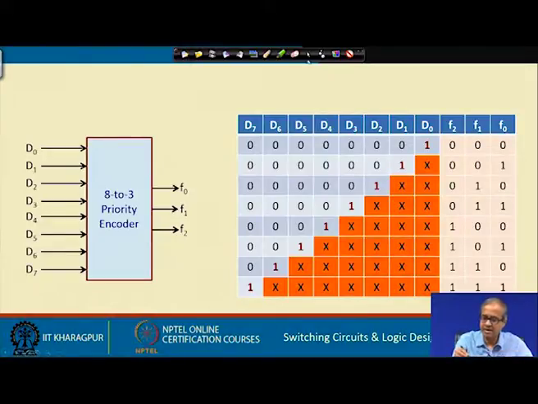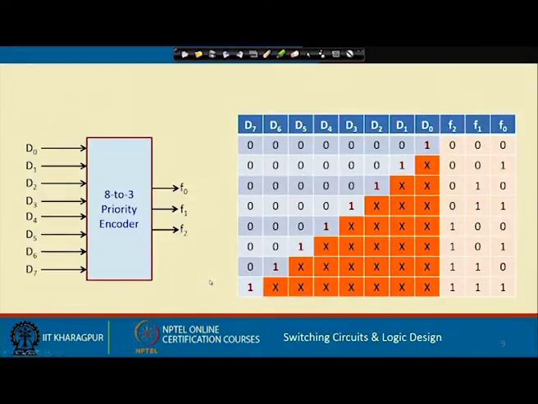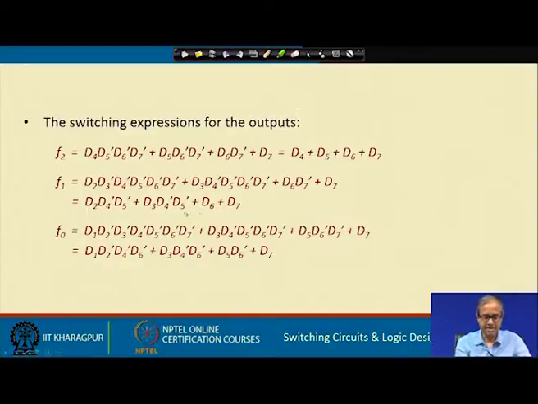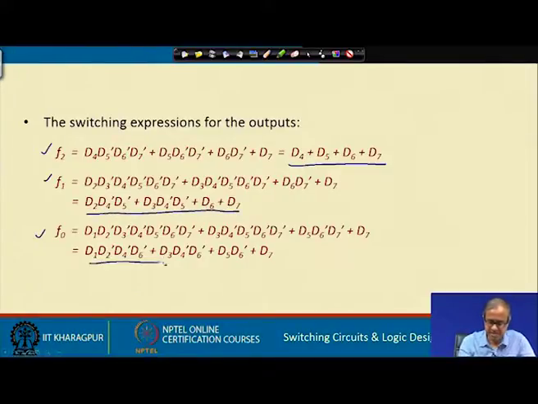Again, I leave it as an exercise for you to find out how to generate the expressions. Just here I am showing the expressions for the outputs. So, for F2, F1 and F0, if you write down the expressions, then after minimization the expressions will be like this. I leave it as an exercise for you to verify again. If you want to implement this using gates, you will of course first have to minimize this and then implement these using gates.